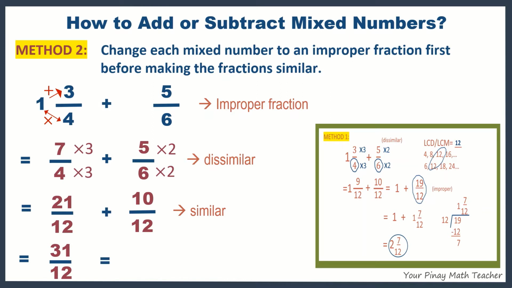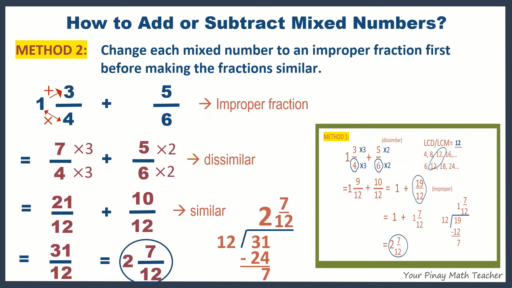And this is improper, so we divide 31 by 12. We get 2. 2 times 12 is 24. And take away 24 from 31, we get 7. So the mixed number is equivalent to 2 and 7 over 12.